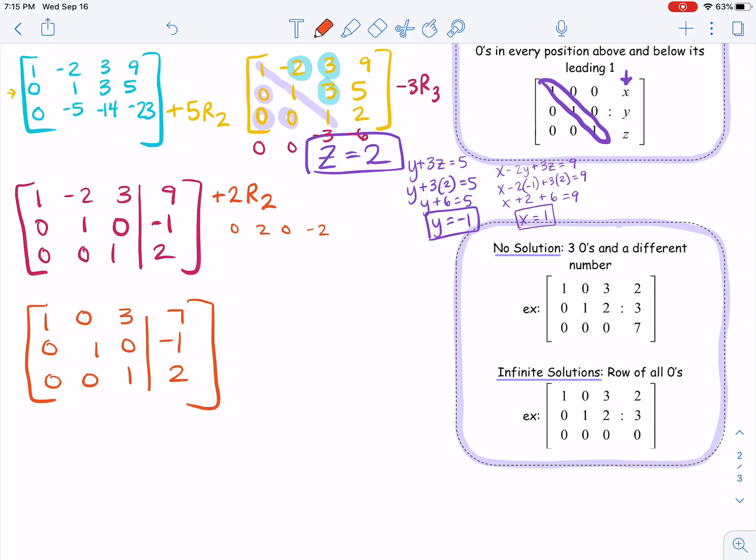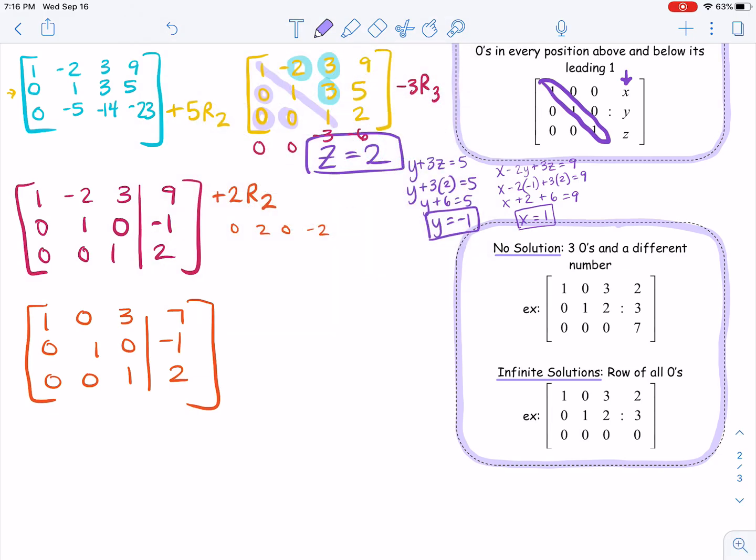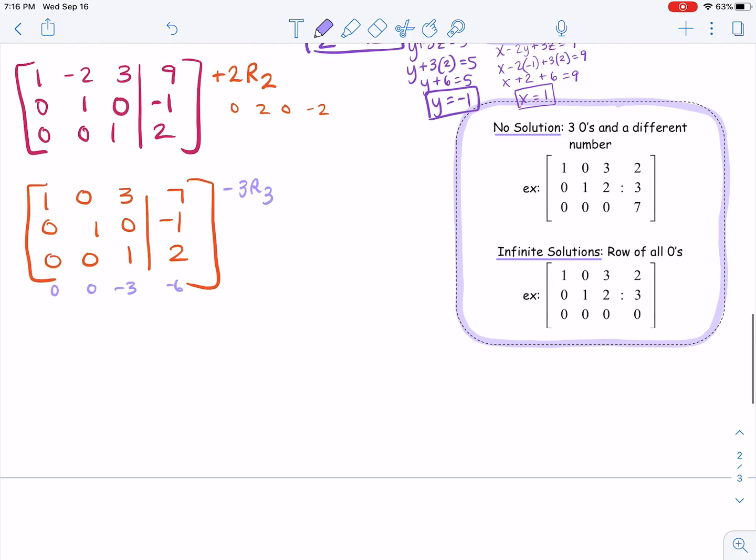Still have my diagonal of 1s. Still have 0s beneath it. I have 2 out of the 3 0s above. So now I just need to fix that 3. And so what I can do is I can use that row 3 again and multiply by negative 3 and add it to row 1. So I'm either adding a negative 3 or just subtracting 3 of row 3. So if I multiply this by 3, it would be 0, 0, or negative 3, sorry, negative 6. And if I add that to row 1, 0 plus 1 is 1. 0 plus 0 is 0. Negative 3 plus 3 is 0. Negative 6 plus 7 is 1.